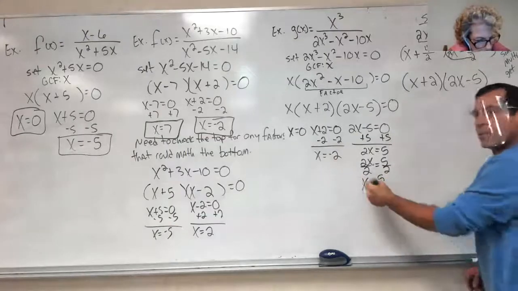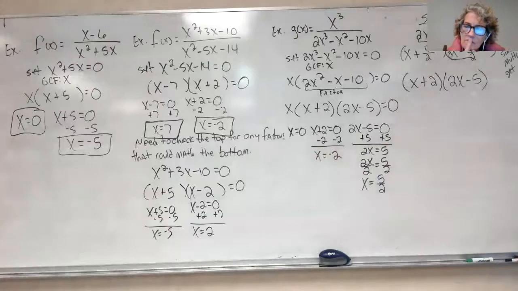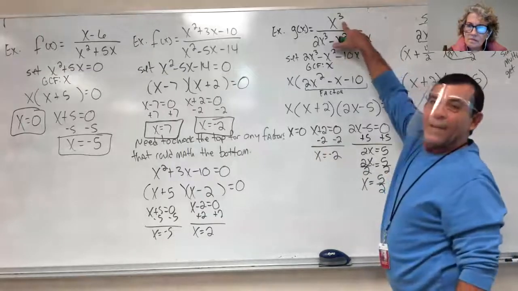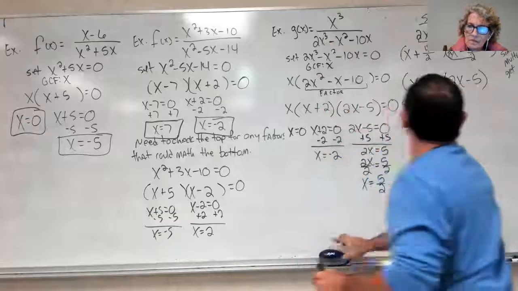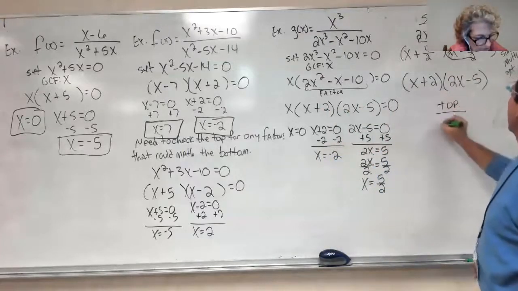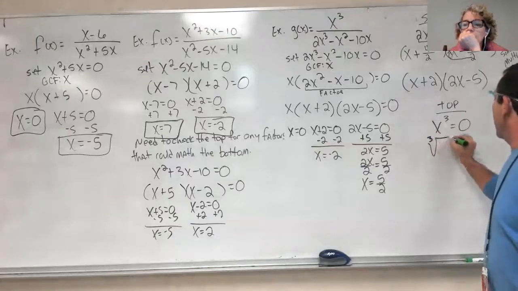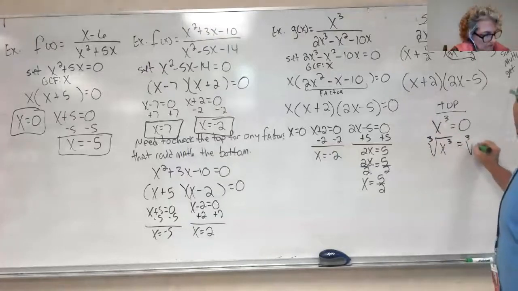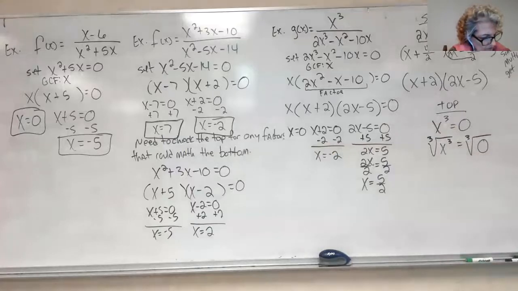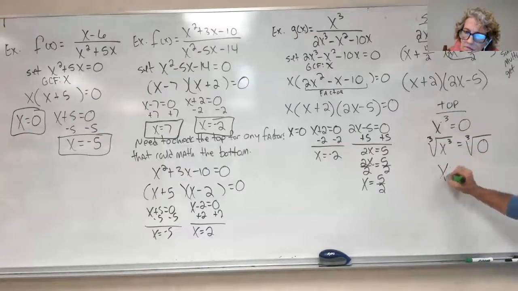Question, can I keep all three of these zeros or these asymptotes? Because what's on top of this one? X to the third, right? But remember, let me write that. So we're looking at the top now. The x to the third, if you set it equal to 0, since that's a 3, to solve that, you would take a cube root of both sides. The cube root of x to the third equals the cube root of 0. So remember, radicals kill them exponents. Anytime the index of a radical matches an exponent, they cancel each other out, and you get an x.